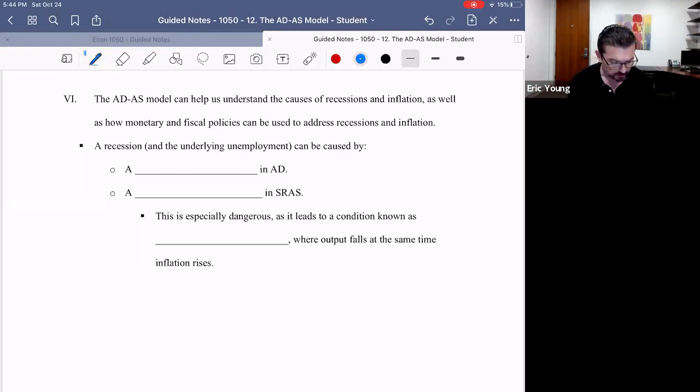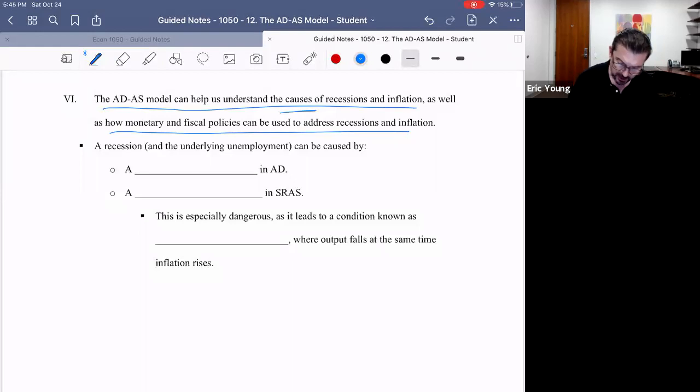Okay? So let's wrap up this lecture with a quick jump into those adjustments. So we know that the ADAS model can help us understand the gaps, and that helps us understand not just how recessions and inflation look, but how they're caused. And once we know how they're caused, we can see how the monetary and fiscal policies that you've already mastered can help fight those things.